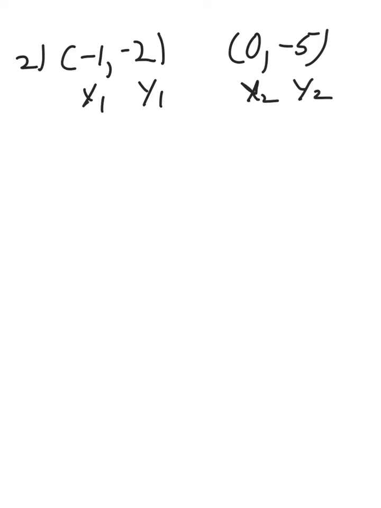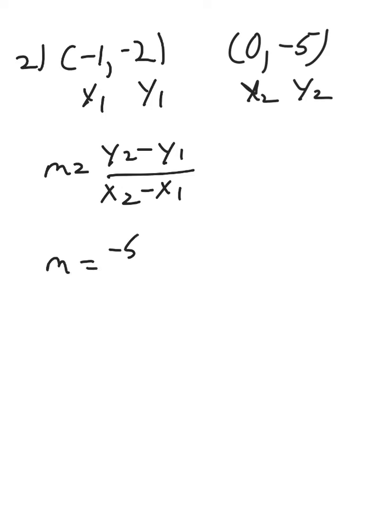x2, y2. And then from there, we're going to be plugging this in to our formula, m equals y2 minus y1 over x2 minus x1. So let's plug that in. So m equals negative 5 minus negative 2 over 0 minus negative 1. So notice how I got my y2 here, and I plugged it in here, and then my y1 was from here, plugged it in up here, and then x2 right here, x1 right here, and I plugged it in here at the bottom.